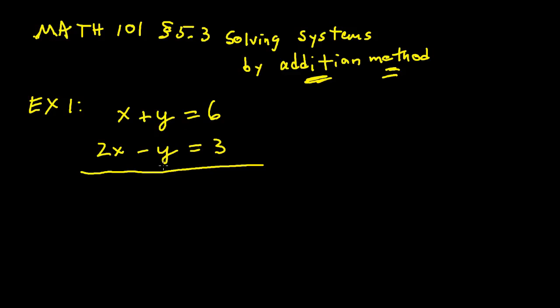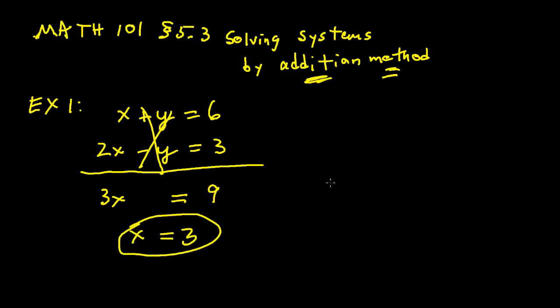I see here the plus y and the minus y will cancel each other out. If I add the x column, I'll get 3x, plus y and minus y cancel out, and I get 3x equals 9, or x equals 3. Well, I'm halfway there already.